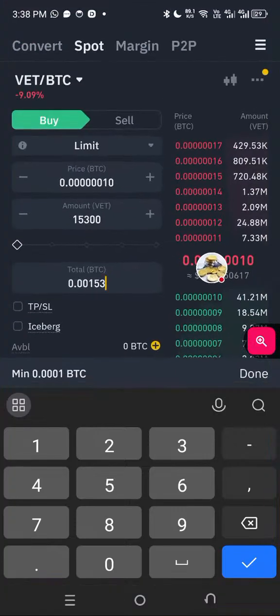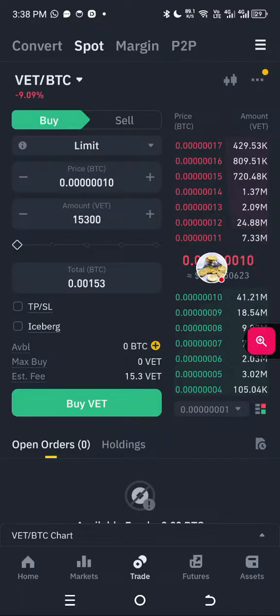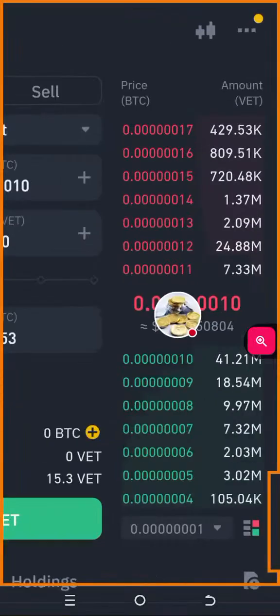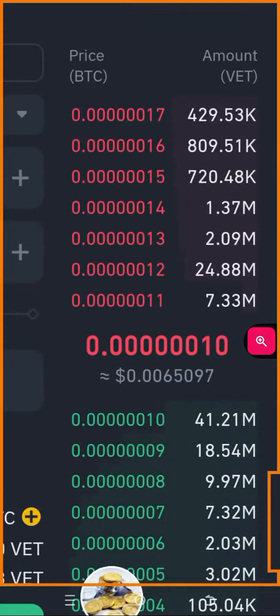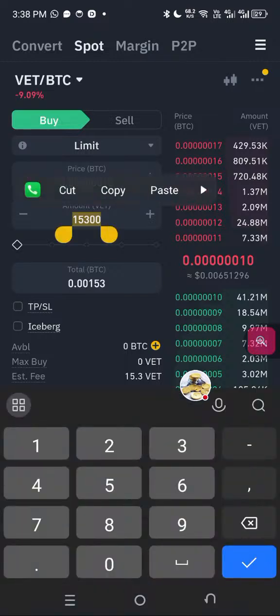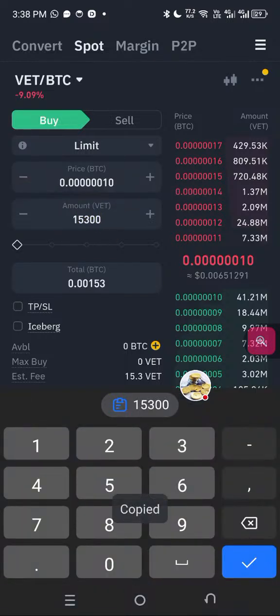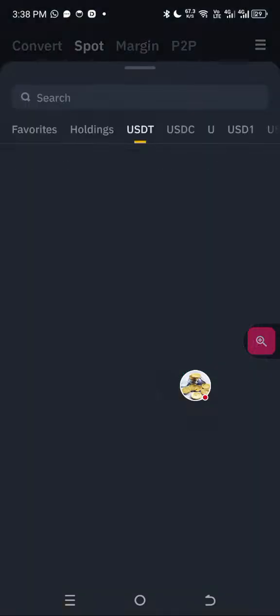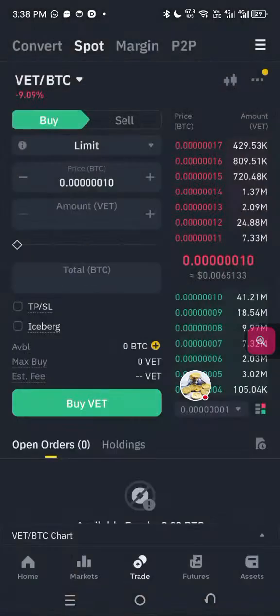15,300 pieces. The first step, can we buy it immediately? Can we get it bought? We check. Yes, this is 7.3 million. So obviously buying 15,000 is not going to be a big deal. Once we've bought this, we go over to copy that and sell it. So we have bought our VET from BTC. Next thing is that we're going to sell the VET back to USDT. So let's go check and see what we are going to get.